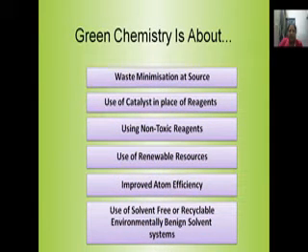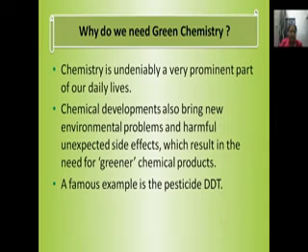Green chemistry is about waste minimization at source, use of catalysts in place of reagents, using non-toxic reagents, use of renewable resources, improved atom efficiency, use of solvent-free or recyclable solvents.